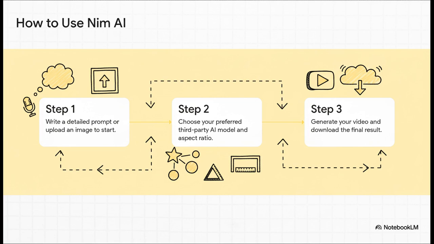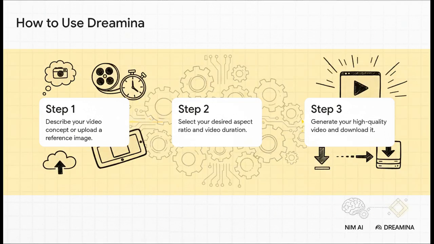Making a video with Nim AI? It's about as straightforward as it gets. You drop in a prompt or an image. You pick which of their partner AIs you want to use, tweak a few settings, and boom, generate and download. It's built to be quick and easy. Now hold on, because when you look at Dreamina, the process looks almost exactly the same, right? Prompt, settings, generate. But the big difference isn't in the steps you're taking. It's all about the technology that's working under the hood, and that changes everything about the final video.